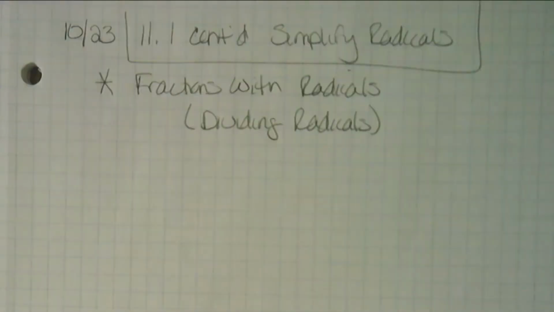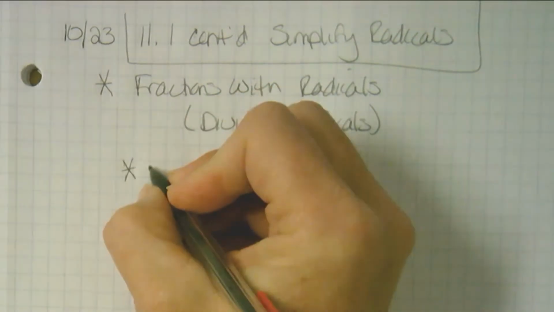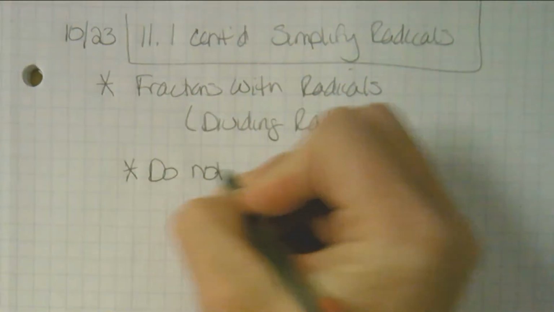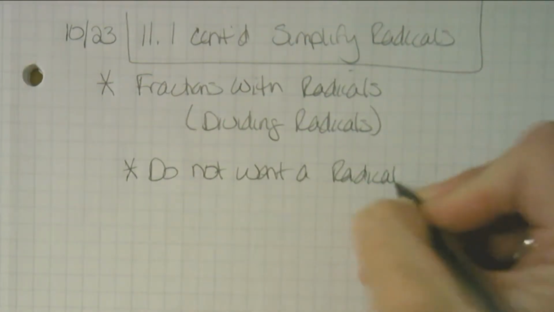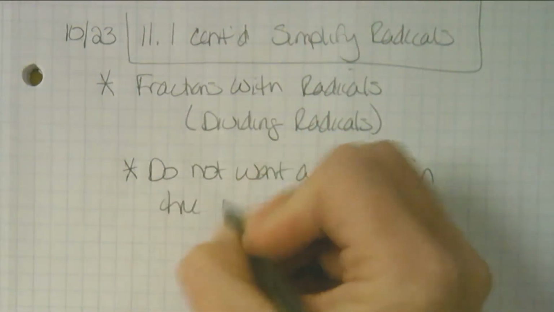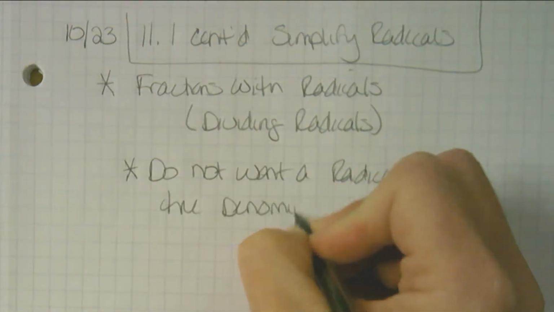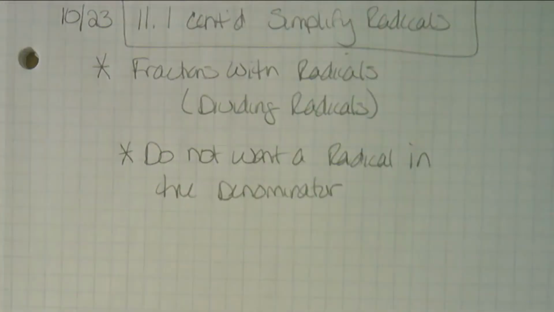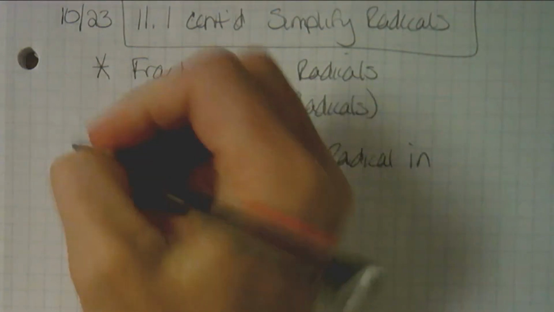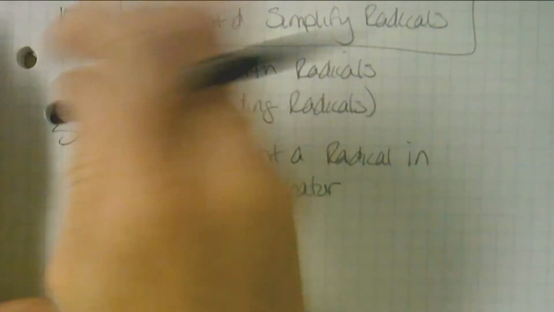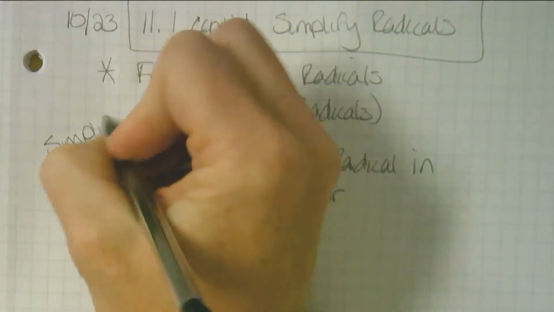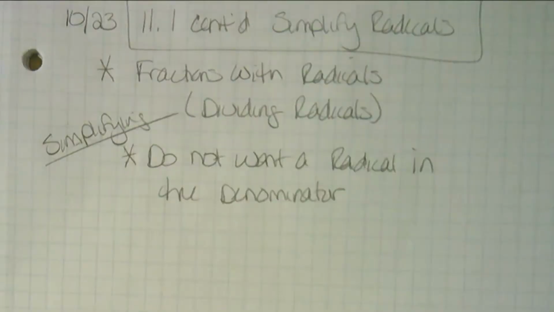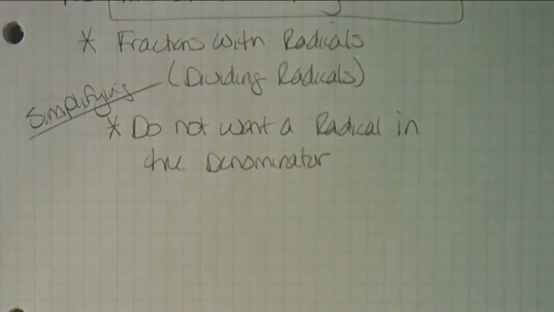Okay. Here's the deal. We do not want a radical in the denominator. That's the first thing. So when we talk about simplifying, we do not want a radical in the denominator.